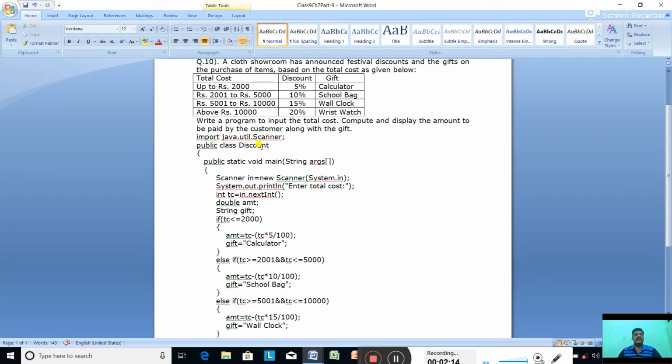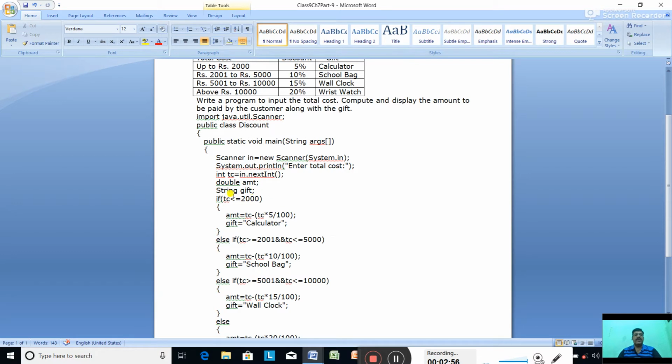Importing the util package for the Scanner class, public class discount, or we can write amount to be paid or amount also. Public static void main method, Scanner in = new Scanner(System.in); System.out.println("Enter the total cost"); int tc for total cost, tc = in.nextInt(); so I have entered the total cost. Double amount, this amount is the amount to be paid after discount. So this amount will be total cost TC minus discount.